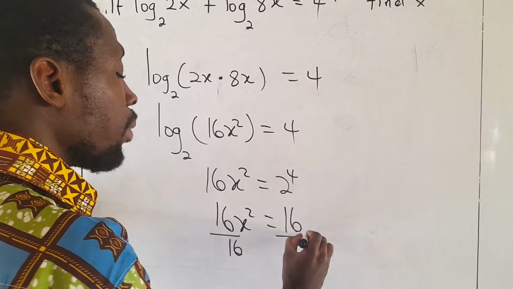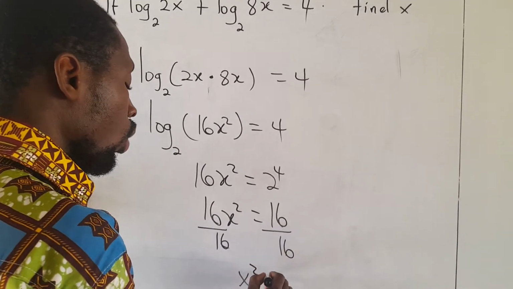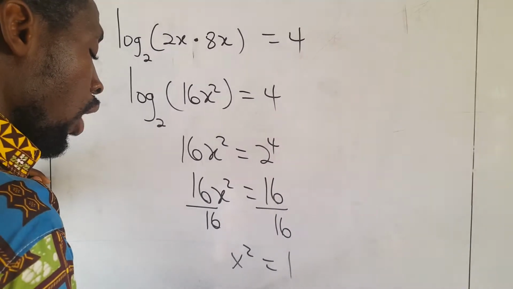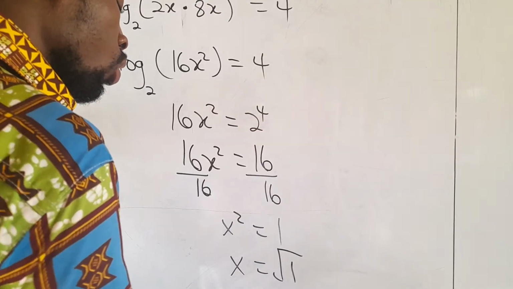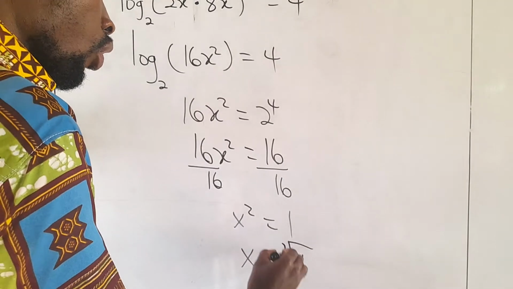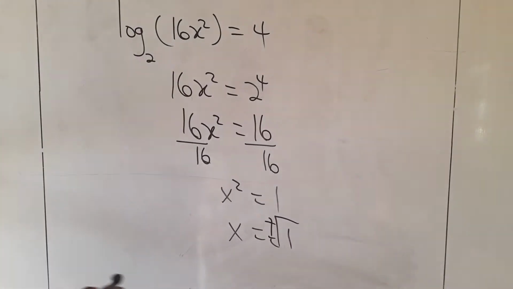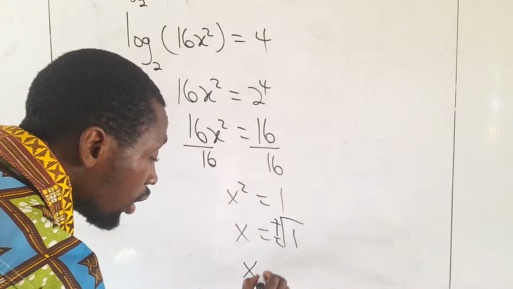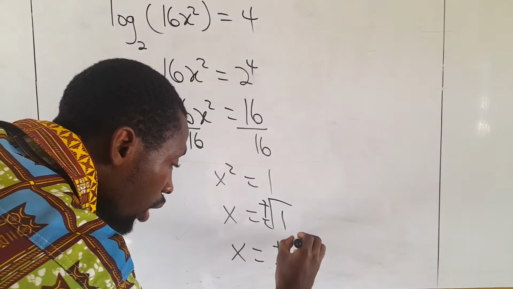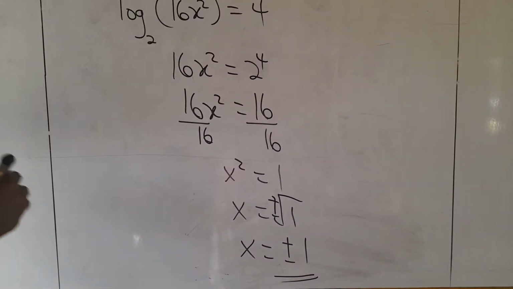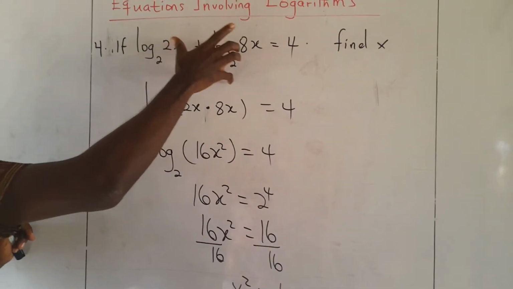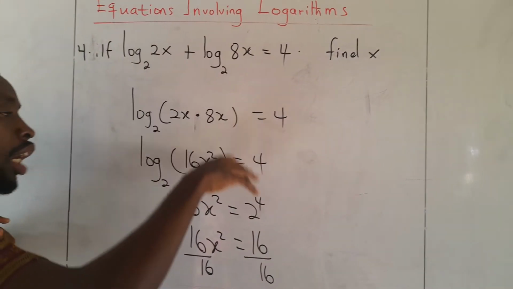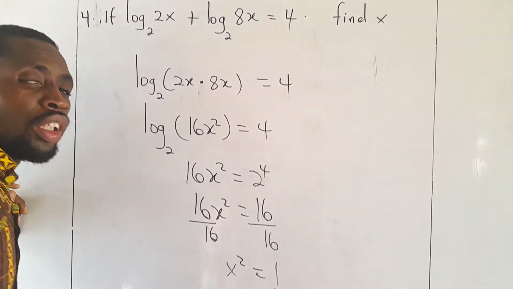We divide both sides by 16. x squared will be equal to 1. We'll find the square root of both sides to get x. So the square root of every number is plus or minus. So we say x is equal to plus or minus 1. I hope you get that. So the answer is 1. So make sure you find out which of the laws is applicable. You apply that law and the property, then you get the answer.